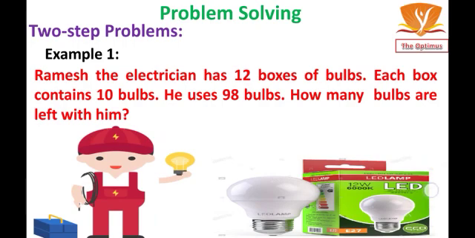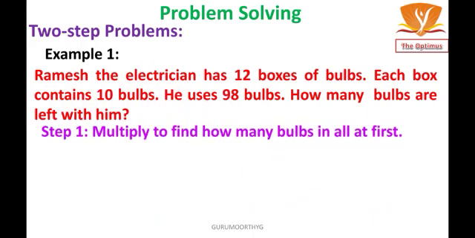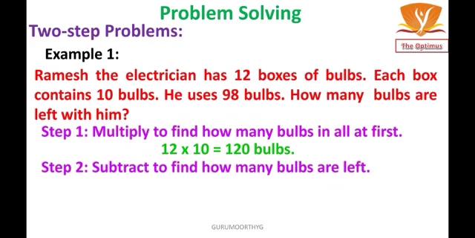Step 1: Multiply to find how many bulbs in all at first. Number of boxes are 12. Each box contains 10 bulbs. So, 12 into 10 equal to 120 bulbs. Step 2: Subtract to find how many bulbs are left. That means total number of bulbs minus number of bulbs used. 120 minus 98 equal to what?